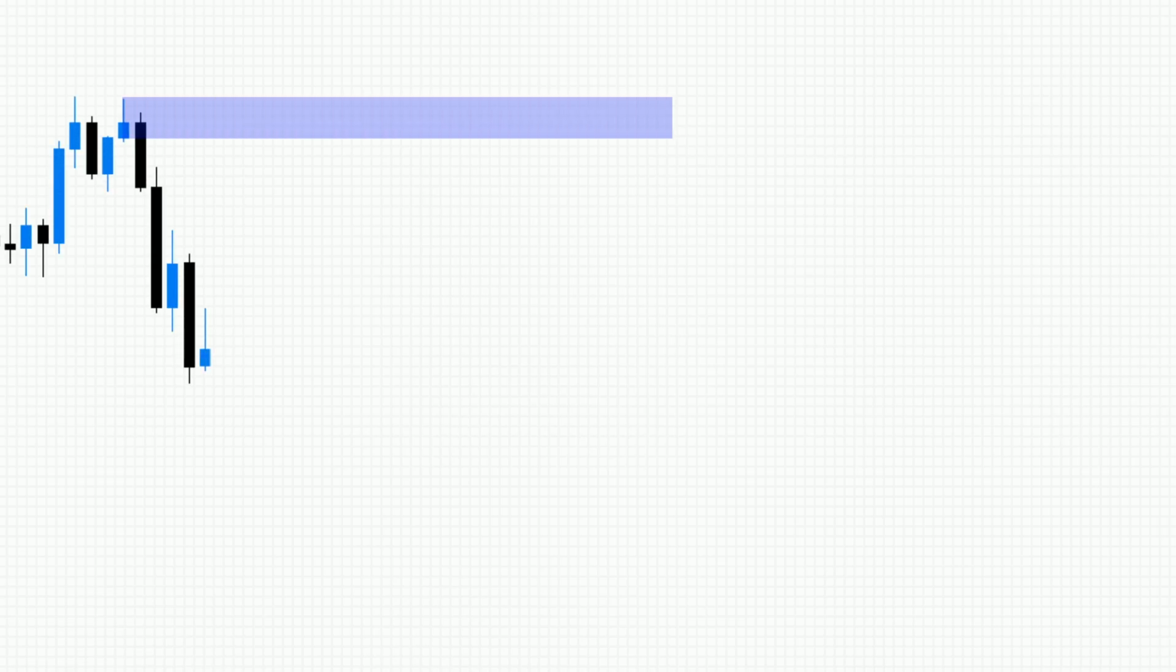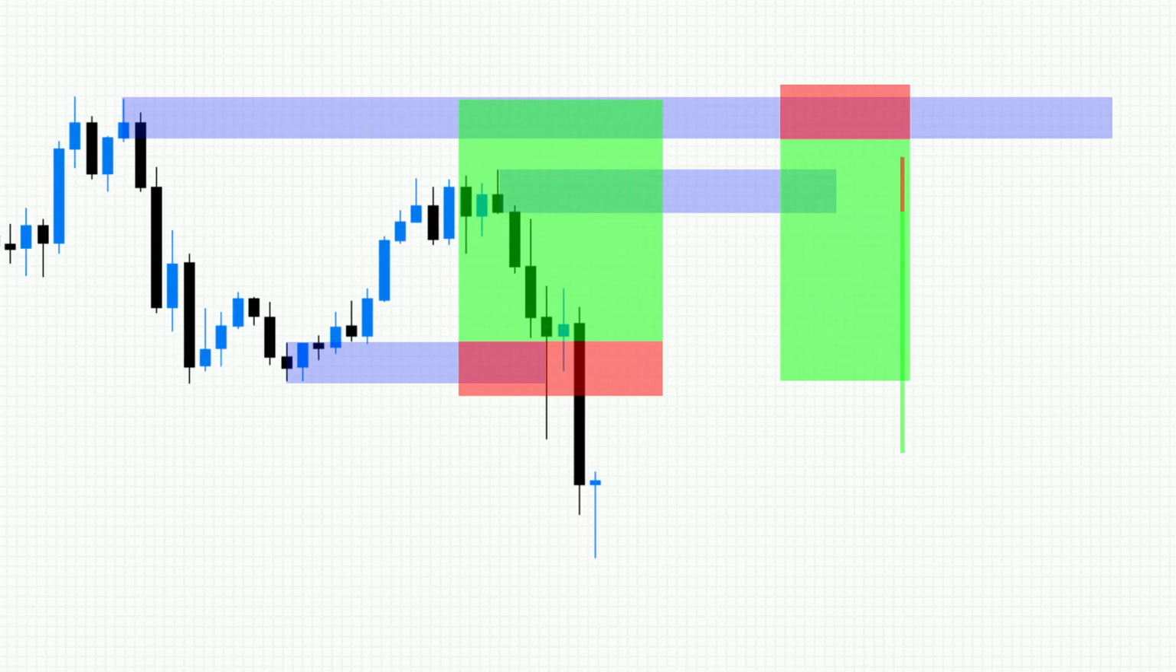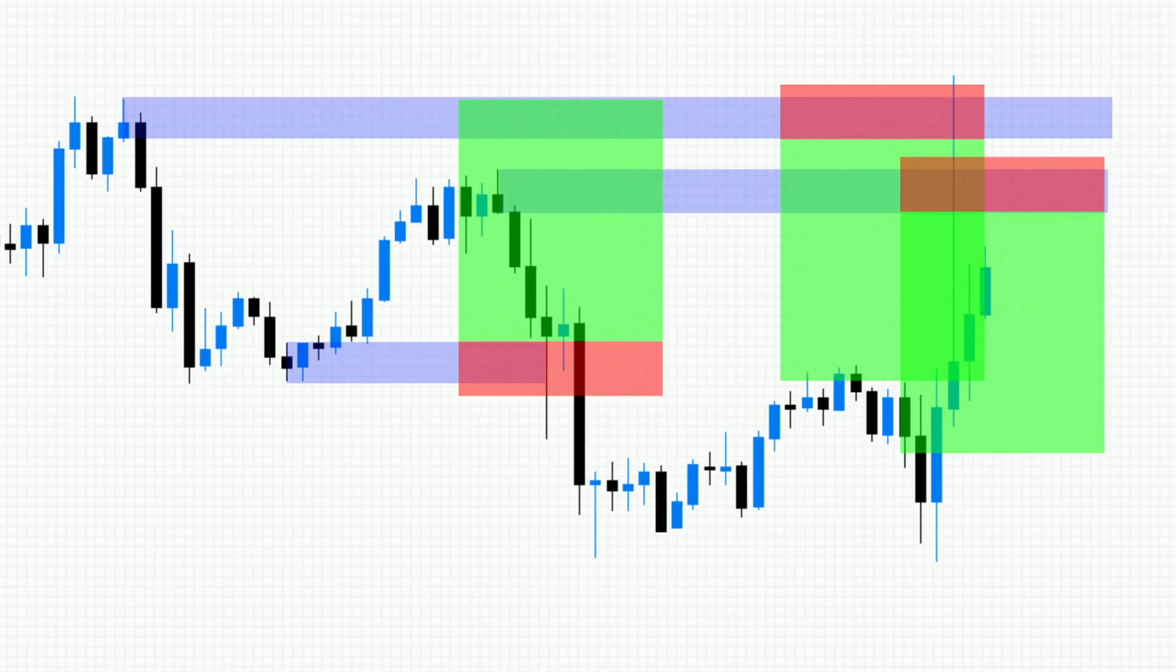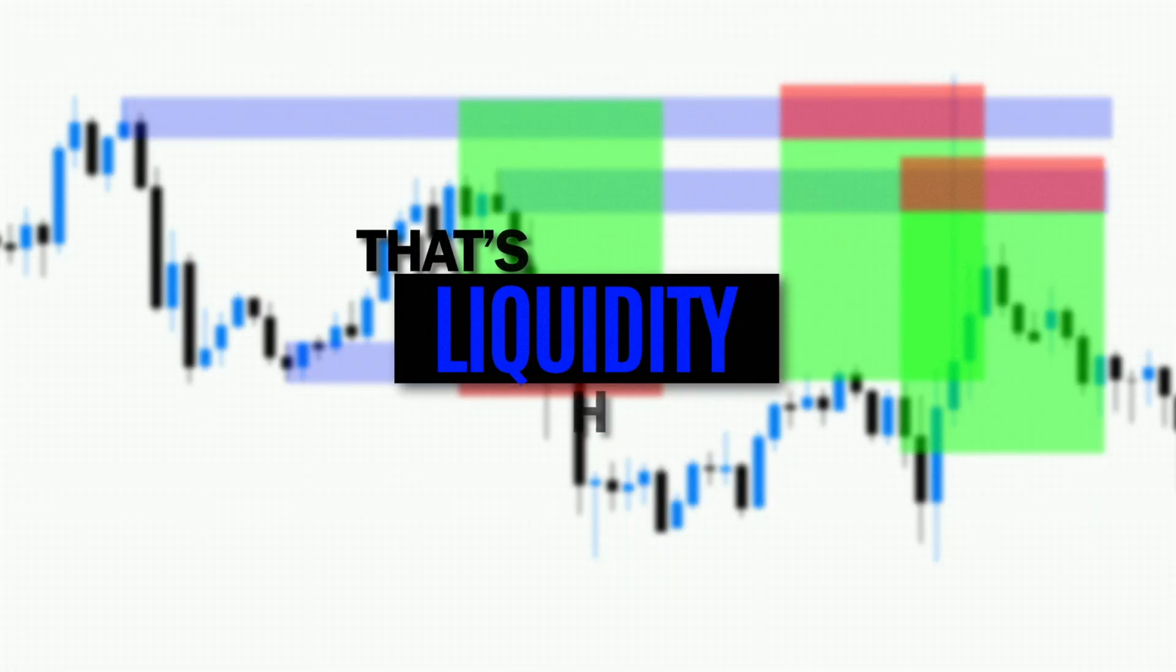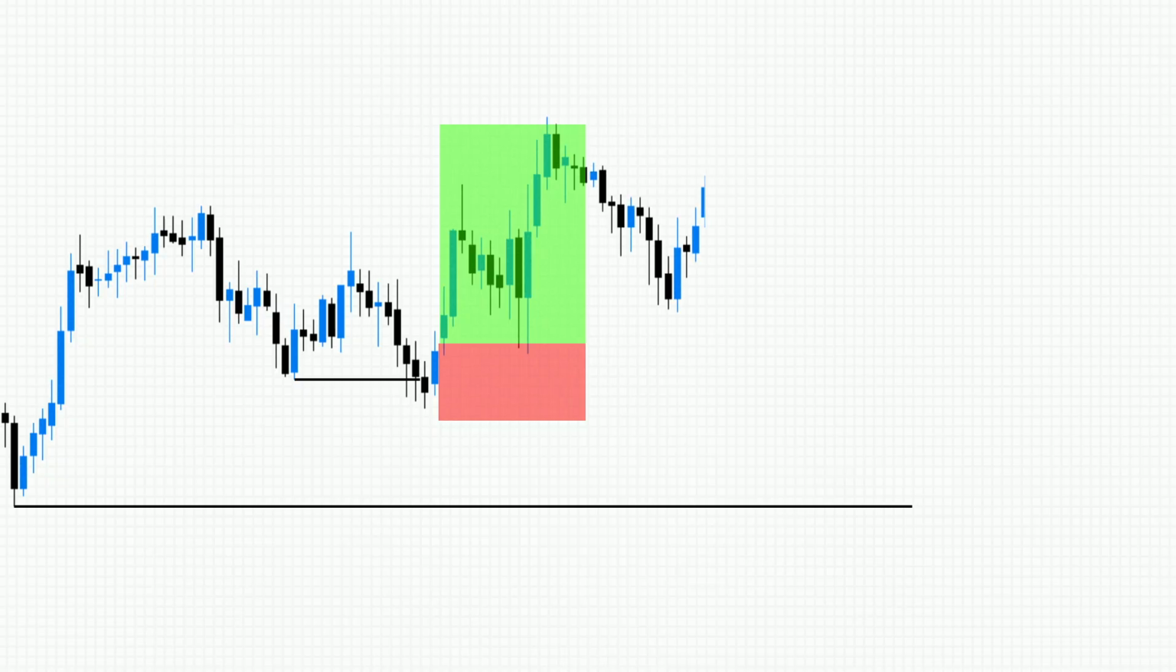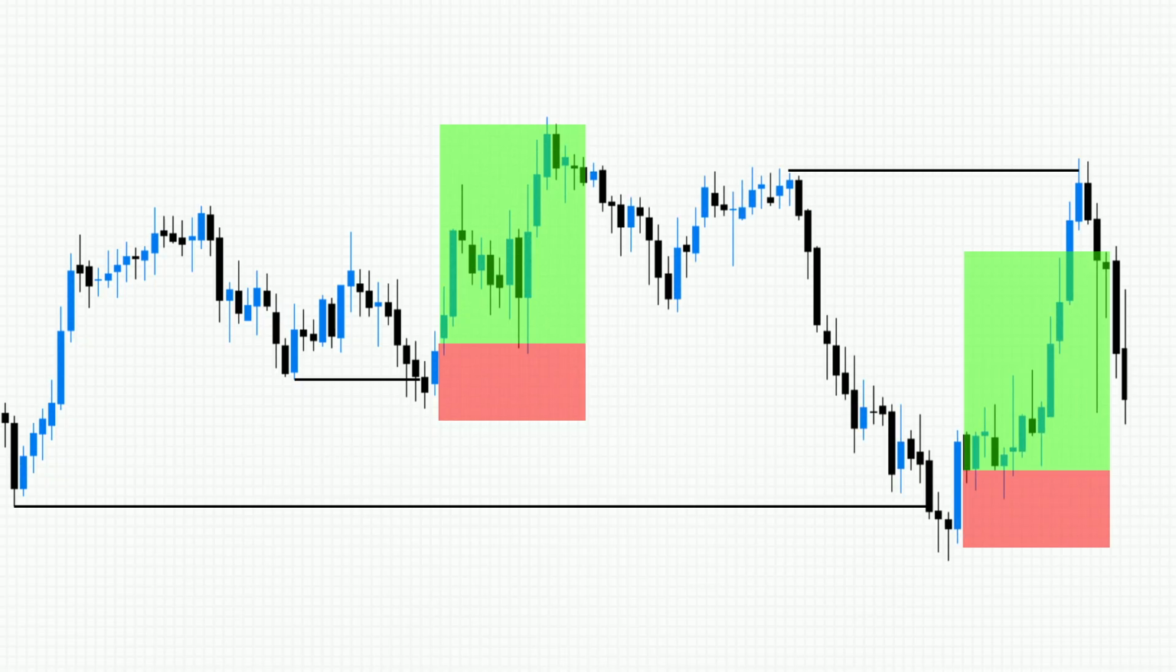How many times have you seen price grab your stop, reverse instantly, and leave you watching the perfect trade without you? That's not bad luck, that's liquidity hunting. And today, I'll show you a simple 5-minute chart strategy that turns those hunts into consistent 1-2 risk-reward wins.